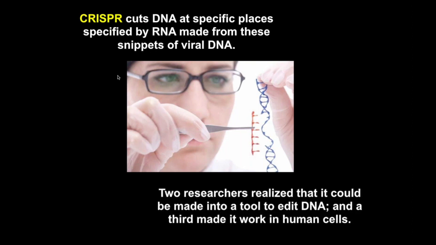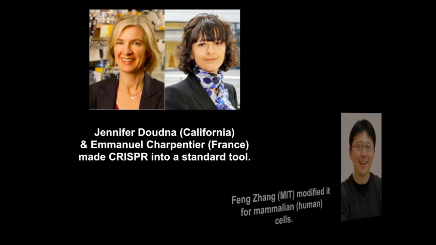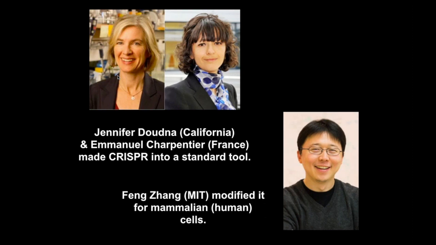So when this was realized, it was cool, it was interesting, but nobody thought of the practical value of it until two researchers got together at a conference and started to talk about it. Those two researchers were Jennifer Doudna from Cal Berkeley and Emmanuel Charpentier from France. They realized this could be made into a tool to edit DNA. Another scientist, Feng Zhang at MIT, modified it so it could work in mammalian cells, including human cells. This is a revolution in genetic engineering.